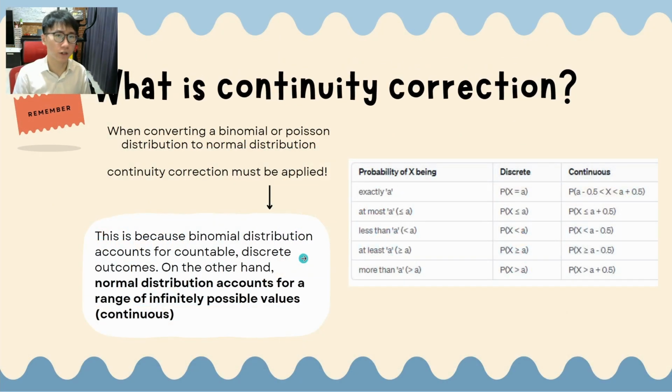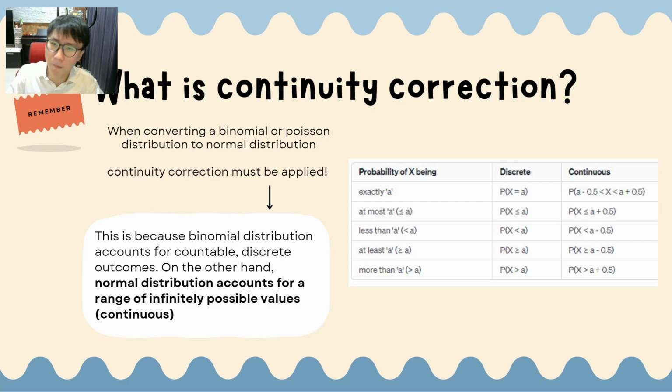So what is a continuity correction? Basically, when we're calculating binomial distribution or Poisson distribution, we account for countable and discrete outcomes, and they don't give us a range of infinitely possible values or continuous data like normal distribution does. So we have to approximate it. It's different from the set values that binomial distribution provides.